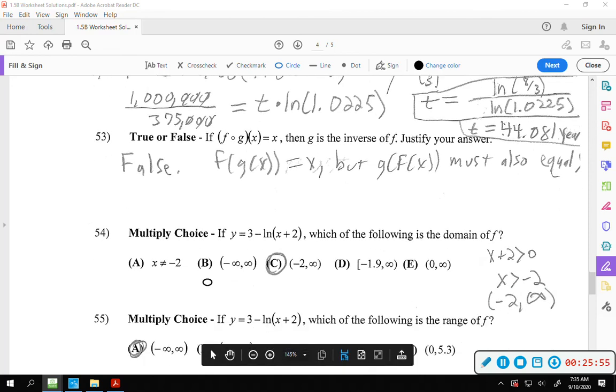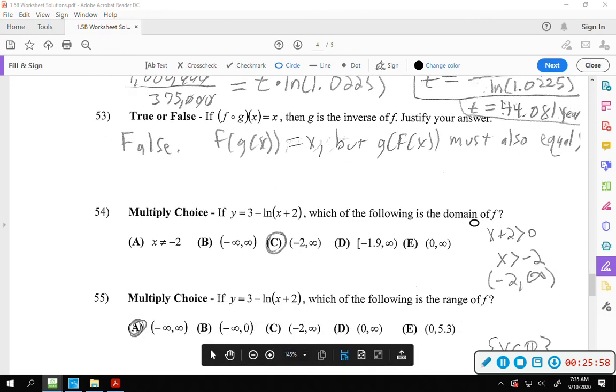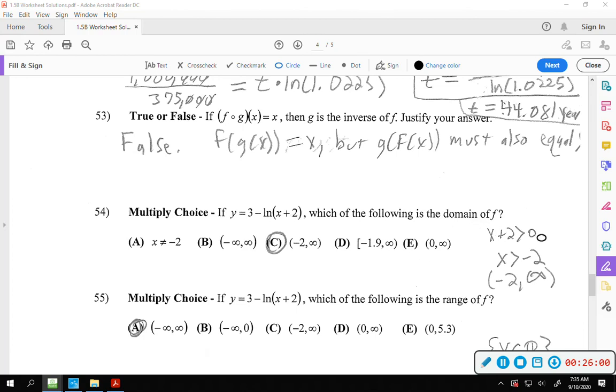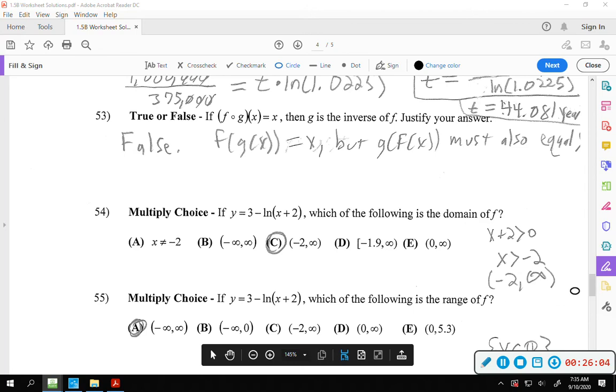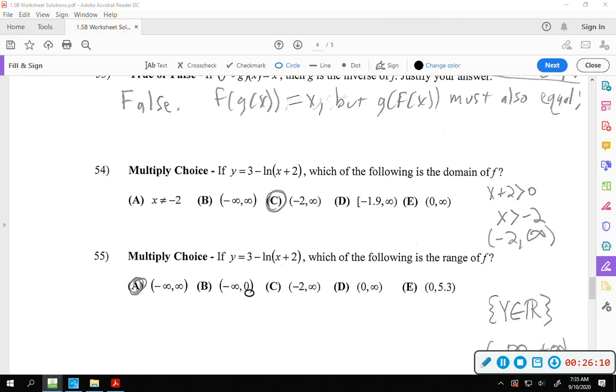54. Which of the following is the domain? Set the argument greater than 0, subtract the 2 to the other side. X is greater than -2 is written like this. There it is. There's interval notation. Nice, easy. Okay? Multiple choice.